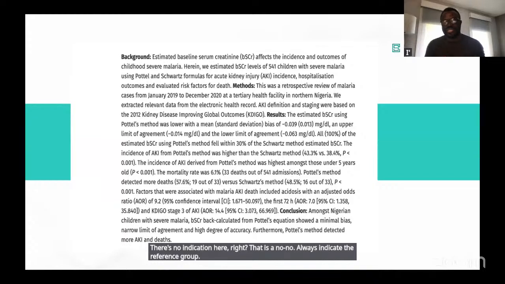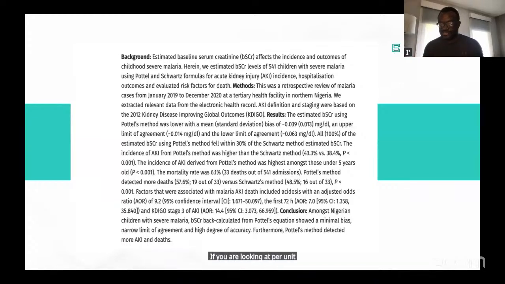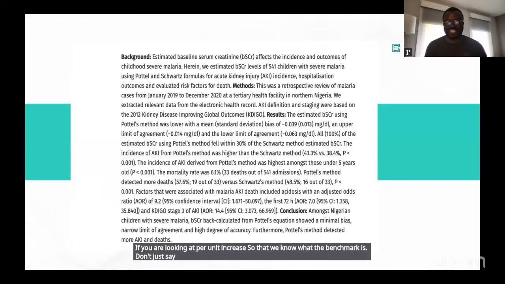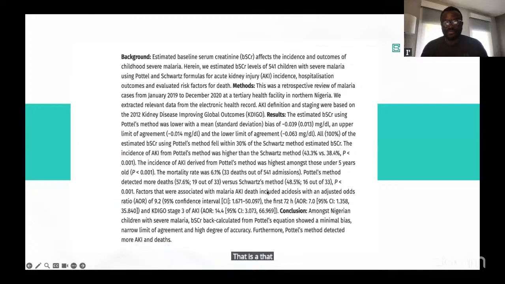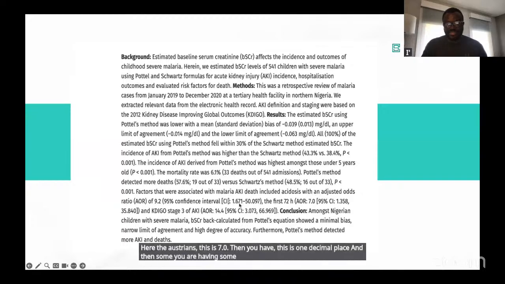If you are looking at per unit increase, tell us so that we know what the benchmark is. Don't just say the following factors were associated. We don't know what you're comparing with. That's a hard no. Don't be inconsistent. So you see here, the odds ratio is 7.0, which is 1 decimal place. And then in some, you are having 3 decimal places, 671. This is a whole lot of inconsistency in this paper, right?